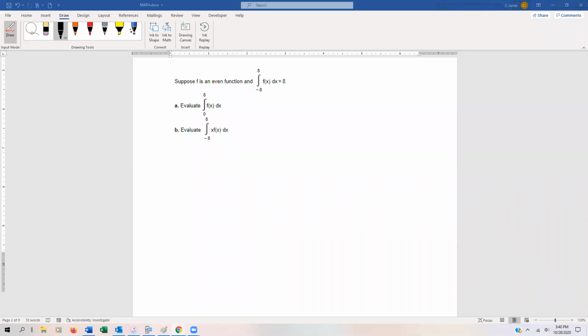So we're going to take a look at just a few applied problems as to where this idea of symmetry can come in. Let's say just for some reason that we have a function f and it's an even function, and we know that the integral from -8 to +8 of f of x dx equals 8. What we'd like to do is find what it means to go from 0 to 8. So here's what we can do.